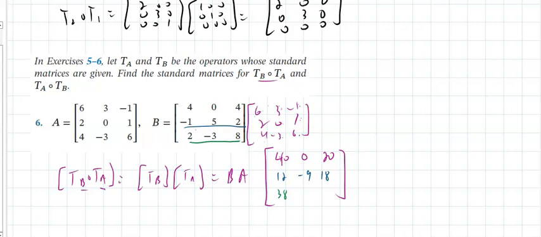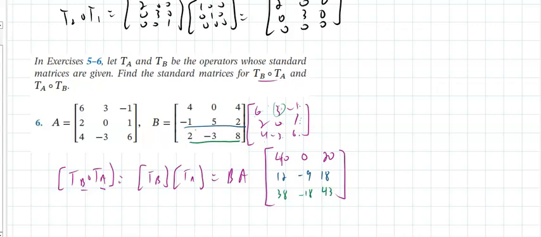I'll take 6 plus 0 minus 24. 6 minus 24 is negative 18. And negative 2 minus 3, that's negative 5. Negative 5 plus 48, that's 43.